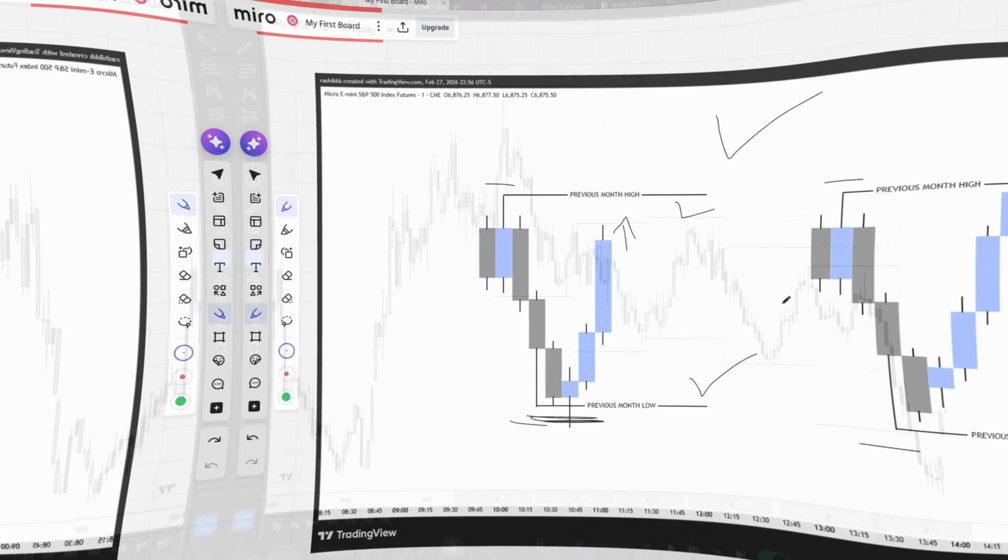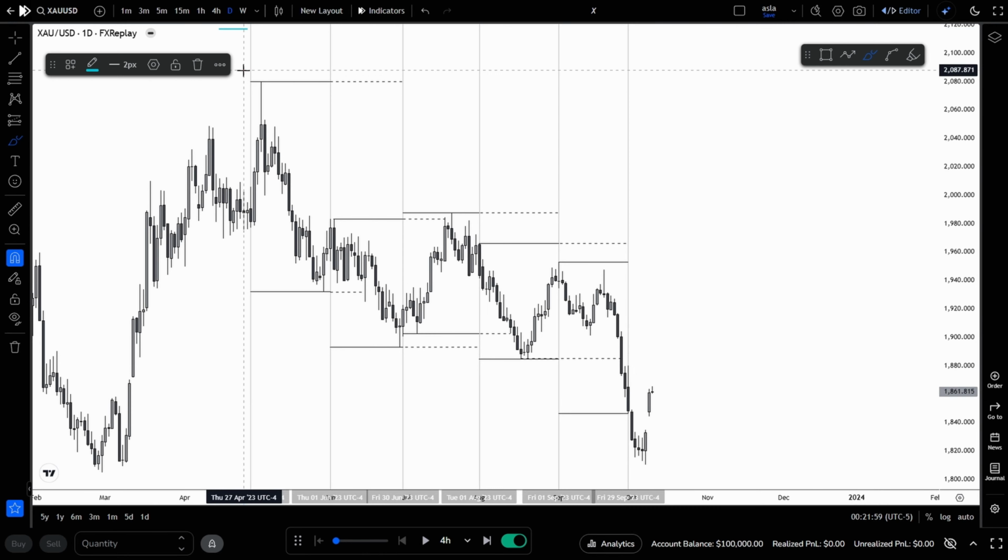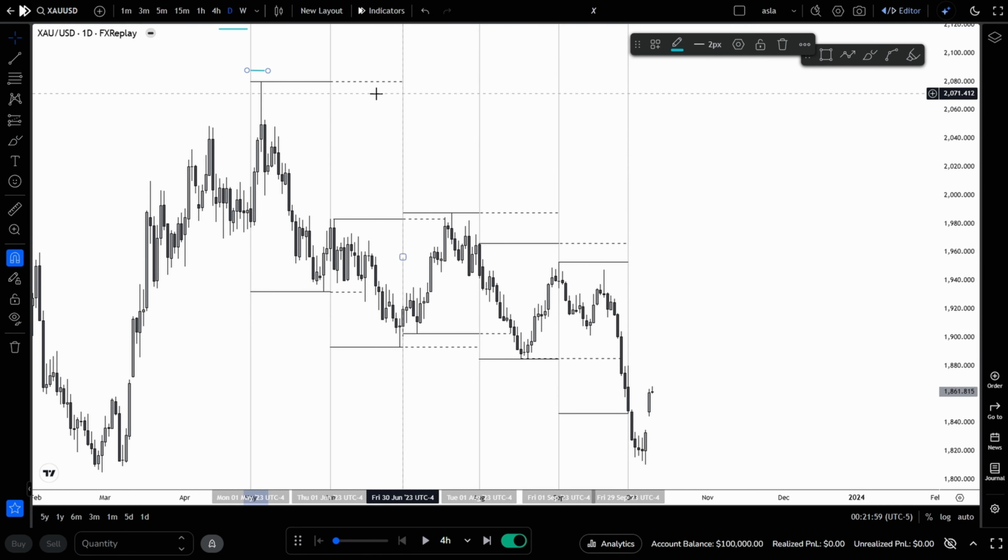So here we are on gold on the daily chart. I have marked out the current month's high and low with solid lines. Then I extended those levels into the following month using dotted lines. Those dotted lines represent the previous month's high and the previous month's low. These are external liquidity pools. Now watch how price reacts around them.